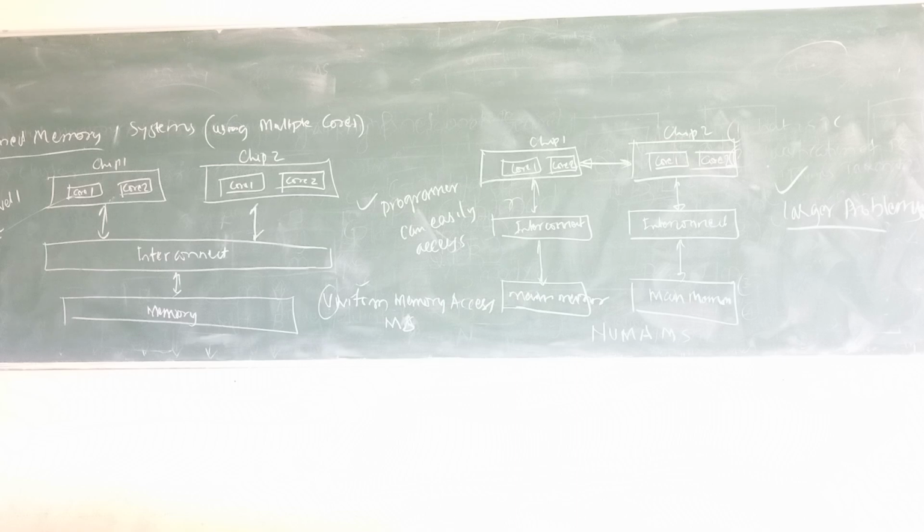The first type is called UMA multi-core systems. The second one is called non-uniform memory access multi-core systems. Why are they called this? Because in the first, we use the same time to access memory, and the second will have different access times. That's what the names mean. The first type has the advantage that the programmer can always access memory easily.